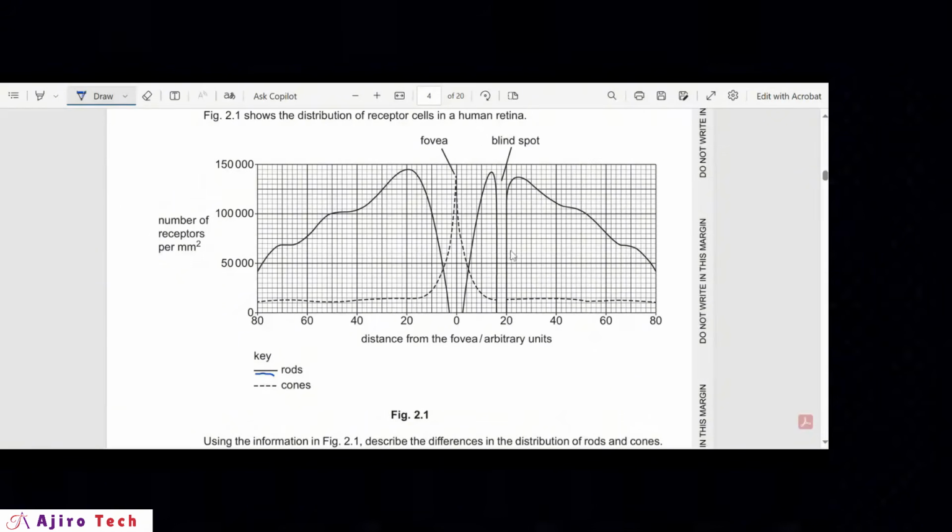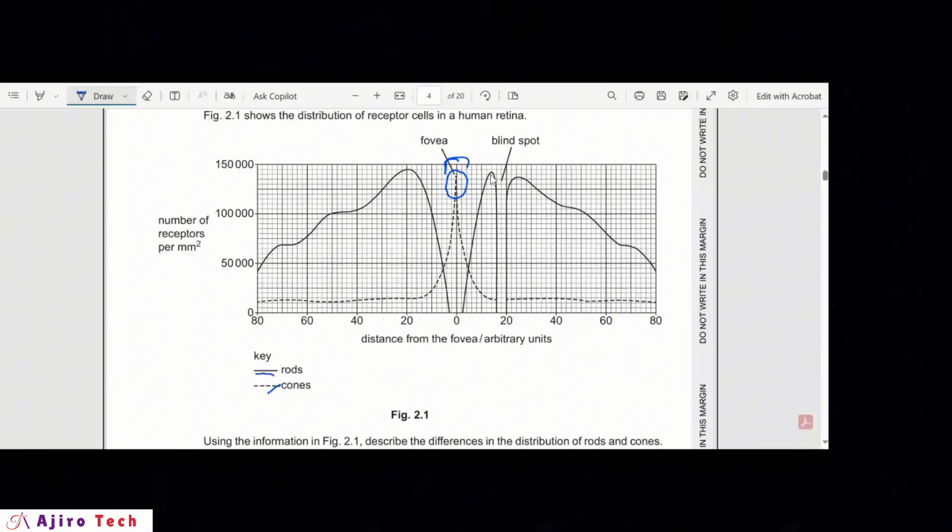Generally, we can see that in the fovea, there is a high peak for cones. So this region here represents the fovea. Okay, so the region pointed to by the line represents the fovea, and that's where we have a peak for the cones, suggesting to us that there will be a higher concentration of cones in the fovea.